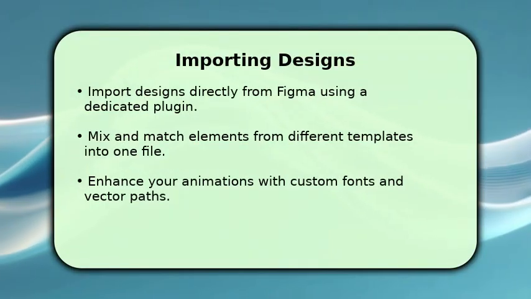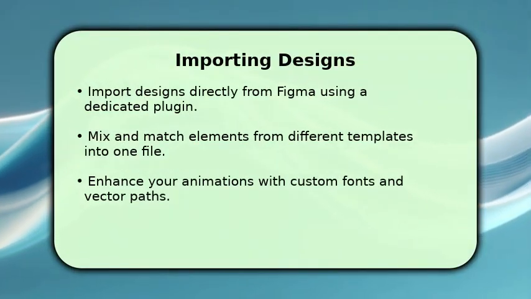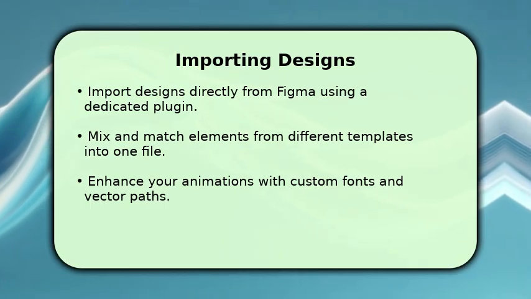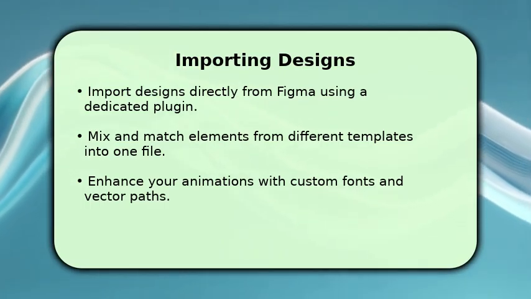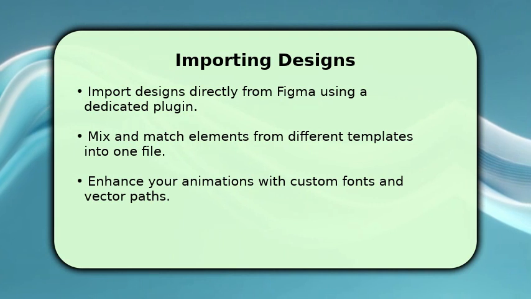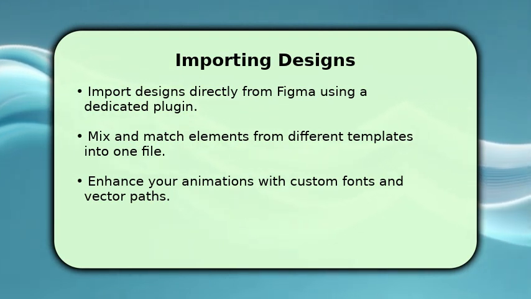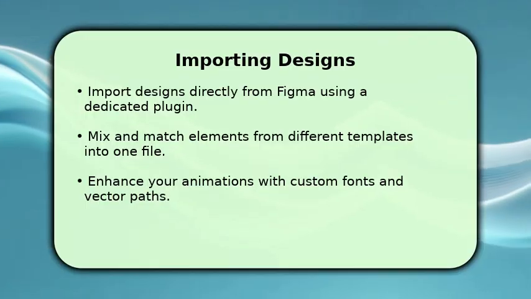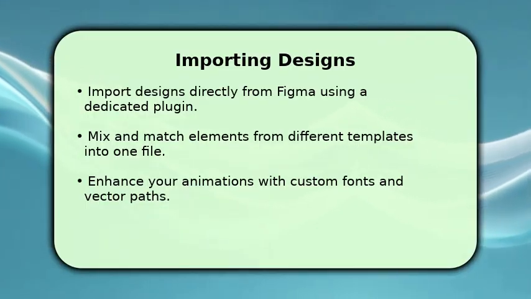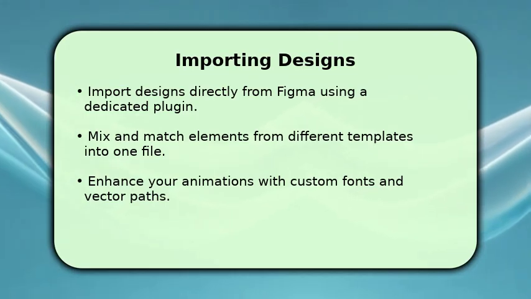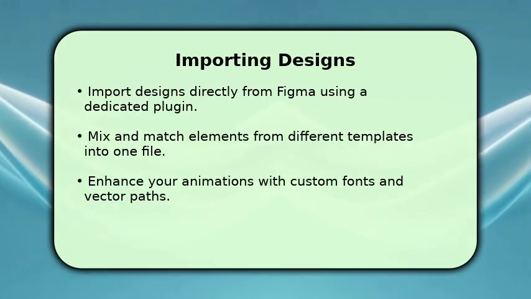Jitter seamlessly integrates with your existing design workflow, especially if you use Figma. With its convenient plugin, you can import your Figma designs directly into Jitter in one click, ready for animation. You can also combine elements from multiple templates by simply copying and pasting them into a single file. Plus, elevate your designs further by importing custom fonts and animating along curved vector paths.